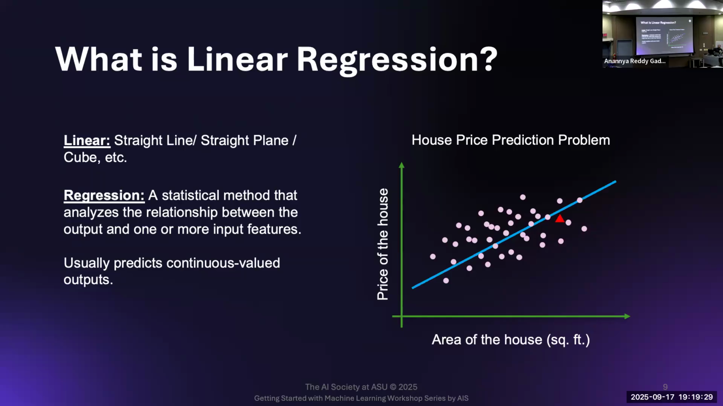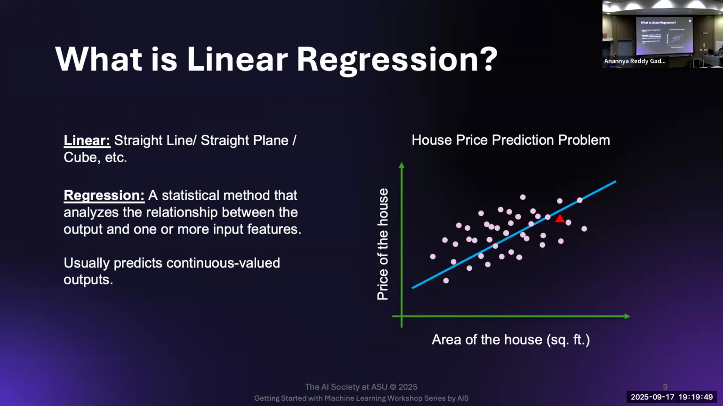Now you see this blue line. This blue line is the best fit line. It's called the best fit line. So this is how linear regression works. This is basically the predicted line. The AI model predicts a linear line so that it accurately predicts the price of the house.